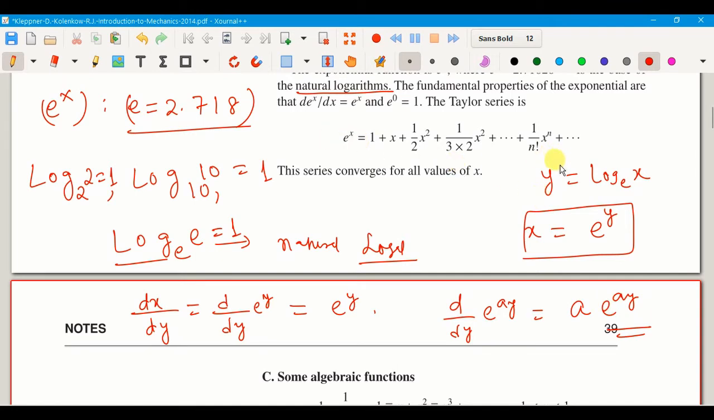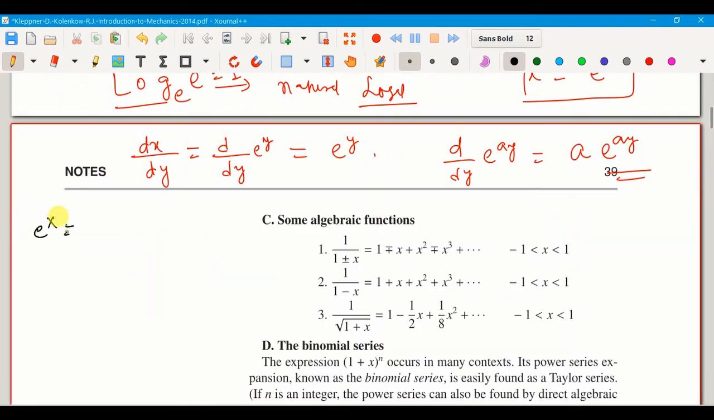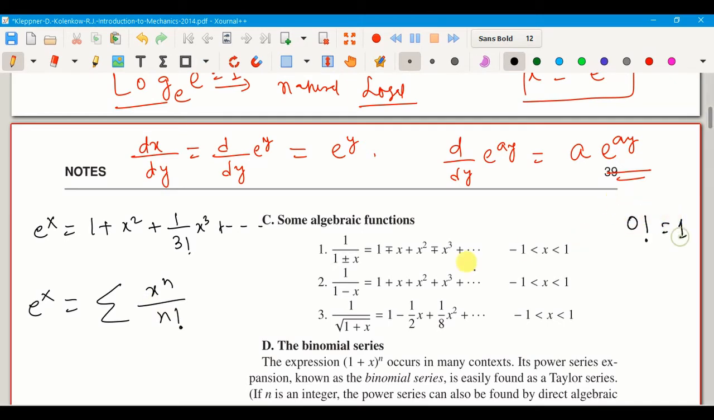Now we have the beautiful Taylor series expansion for this case. The expansion goes like this: e to the power x is 1 plus x plus x square by 2 factorial plus 1 by 3 factorial x cube and so on. So it can be written as the sum of x to the power n over n factorial. Got it? If n is 0, then 0 factorial is always 1. So you will have 1 plus x plus x square by 2 factorial plus x cube by 3 factorial. This is the series of exponential to the power x, and this is a very beautiful series.